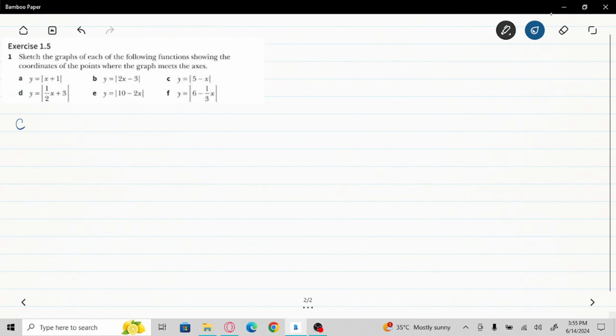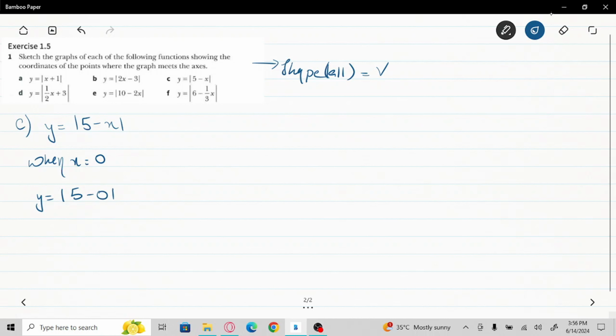Okay, so for part C, we have y equals the modulus of 5 minus x. We already know the shape; let me erase the shape also. The shape is a V shape. We first find the y-intercept. When x is equal to 0, y is equal to 5 minus 0, so y is equal to 5.